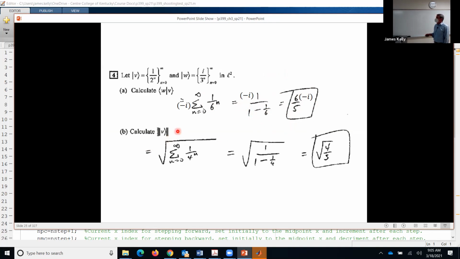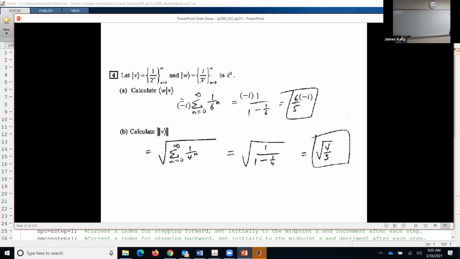Similarly, the norm of the vector v. So forget about w. Here's v over here. We need to take the inner product of that vector with itself. Here, there's no i's in v, so I don't have to worry about the stars, but 1 over 2 to the n times 1 over 2 to the n is 1 over 4 to the n, so that's 1/4 to the n. Again, I can use the geometric series formula.